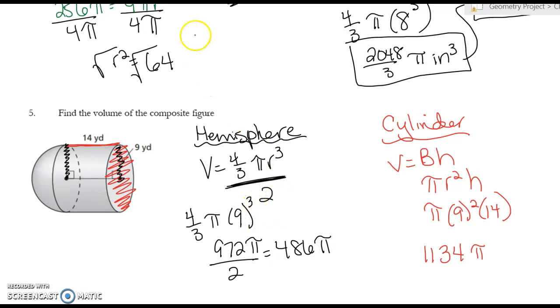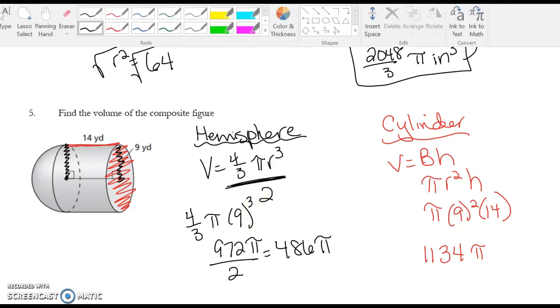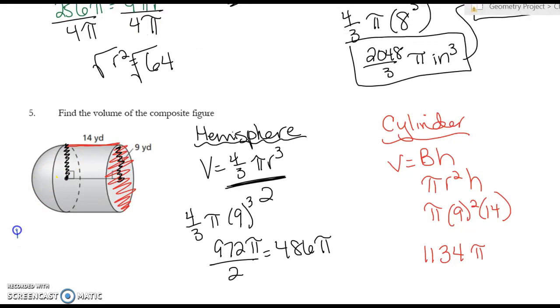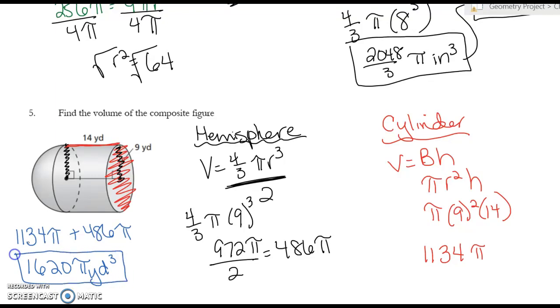Well, these two shapes are put together. They're stacked on top of each other, so I'm going to add them. So it'll be 1,134 pi plus 486 pi. And so let's see what I get when I add those. I get 1,620 pi, and it's volume, so it's yards cubed. Okay? Again, if somehow that hemisphere was sitting inside the cylinder, I would subtract. But because they're stacked on top of each other, you add.